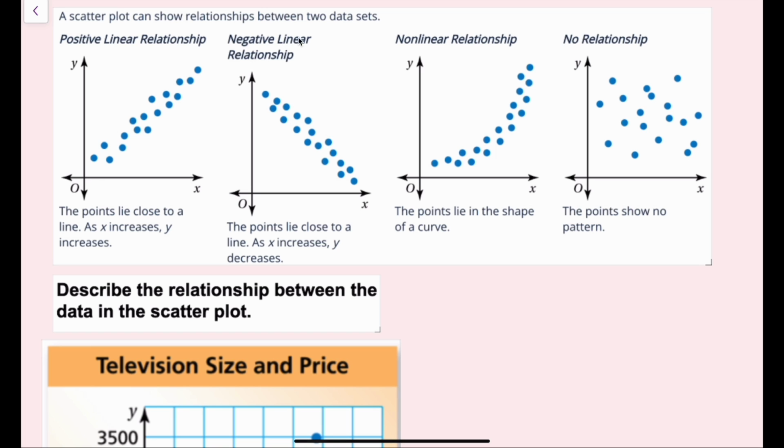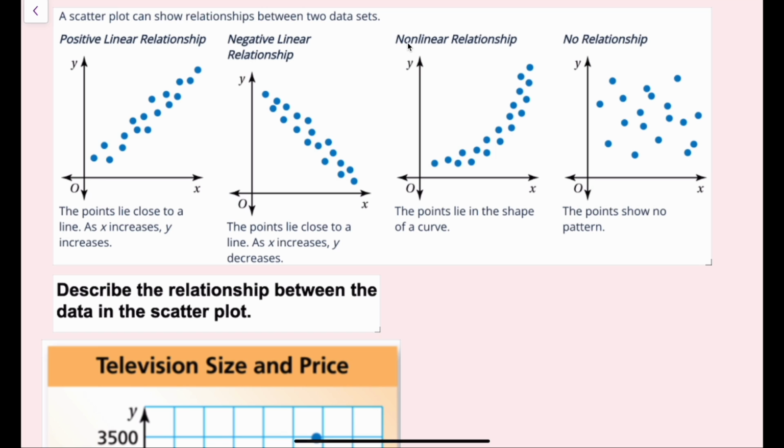A negative linear relationship is the same thing, but instead of as x increases, y increases, now as I increase x, as I go to the right, my y value goes down. But these are all pretty straight, and a linear relationship would be a good way to describe this.